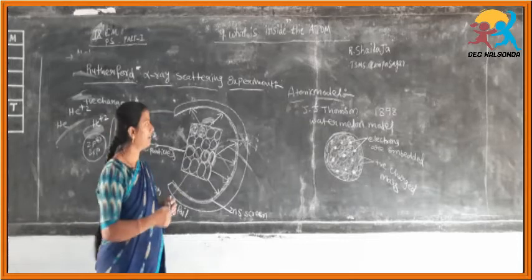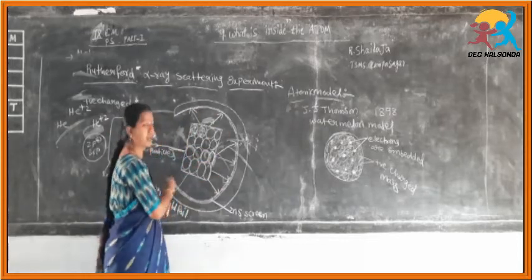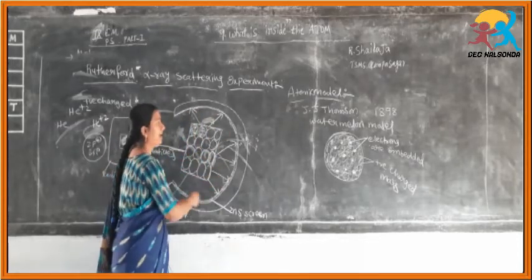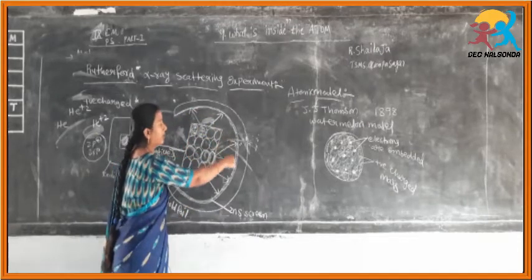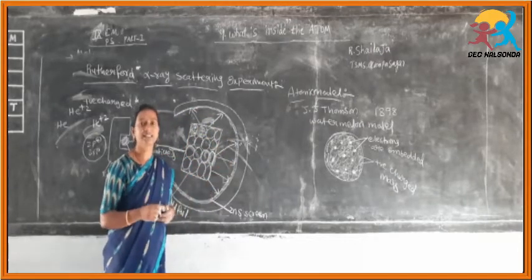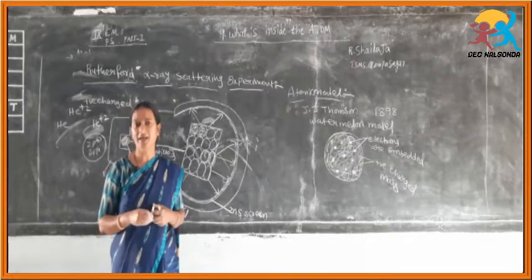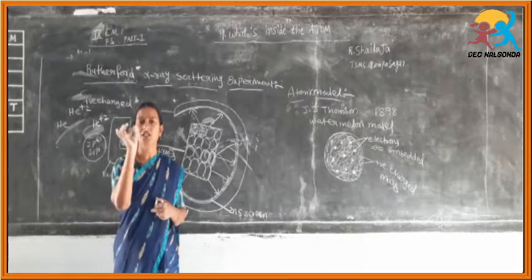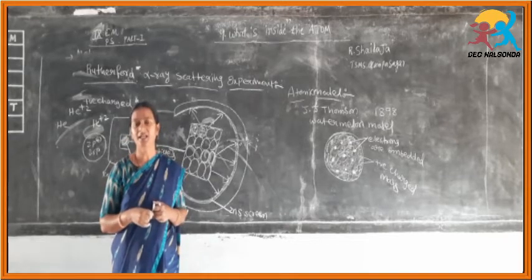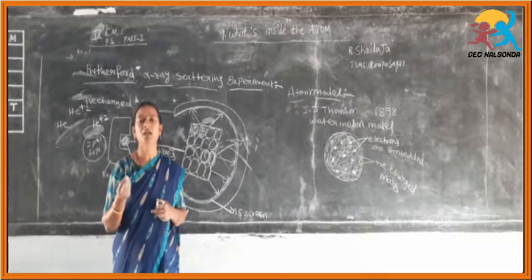But what happened? Around it there is a circular screen. This is the zinc sulfide screen. This circular screen is coated inside with zinc sulfide. Zinc sulfide is a fluorescent material. What is a fluorescent material? If any charged particle hits the fluorescent material, it makes it glow.